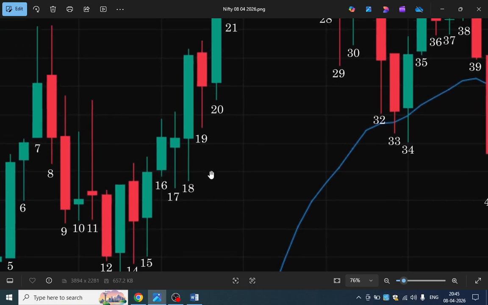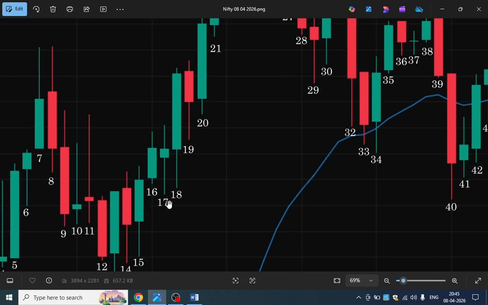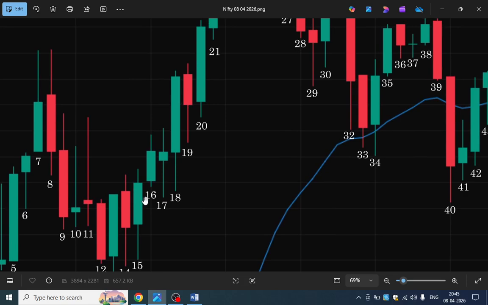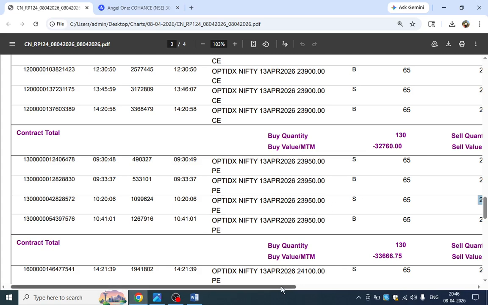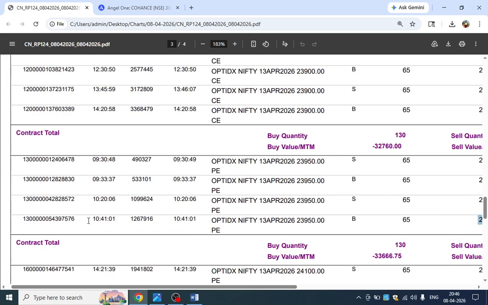Now see what happens. I place my order, then I place my stop loss 10 rupees below and it was okay for me. And after bars 16 and 17 were formed, I got a little worried, and I moved my stop loss to break even. This happens a lot of the time, and I got exited at 245.95. I'll show you the time, it is 10:41.